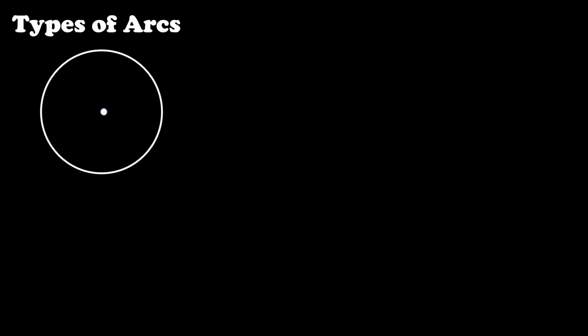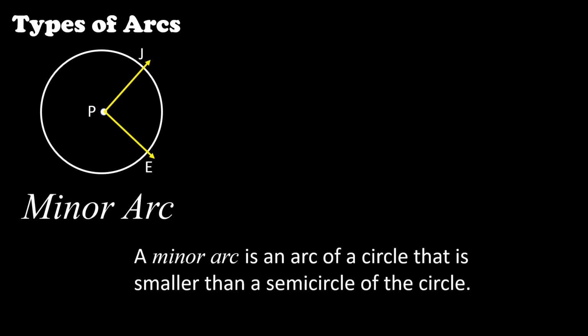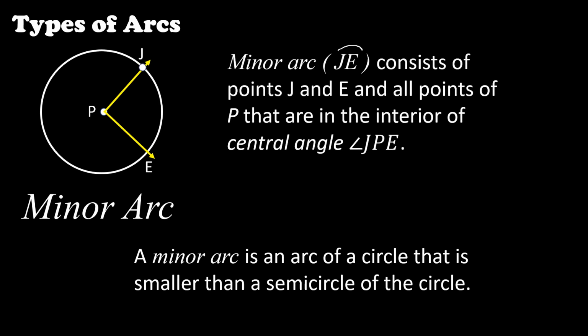There are three types of arcs. Number one, we have a minor arc. A minor arc is an arc of a circle that is smaller than a semicircle of the circle. In the figure, we have central angle JPE intercepting arc JE of circle P. Since arc JE is smaller than half of the circle, we call this a minor arc. Minor arc JE consists of points J and E and all the points of P that are interior of central angle JPE.